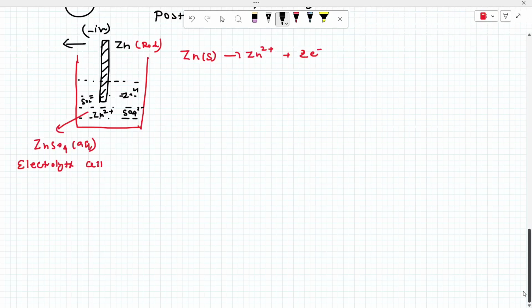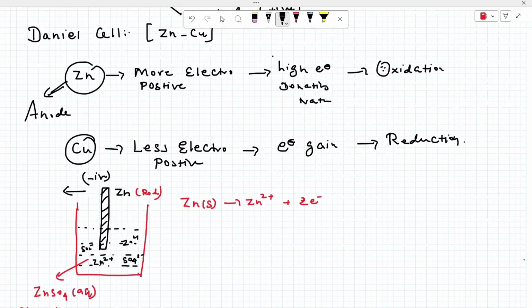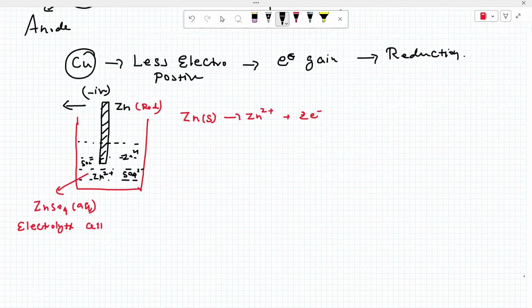Okay, let's see. Zinc is more electropositive, having high electron density. What is the electron charge? Negative. Therefore, zinc is negative charge. You got that? It means zinc has an accumulation of more electrons. Zinc is more electron rich. Due to this electron rich character, zinc is negative charge and acts as the anode. Why does it act as the anode? It undergoes oxidation. Okay, it is the anode.